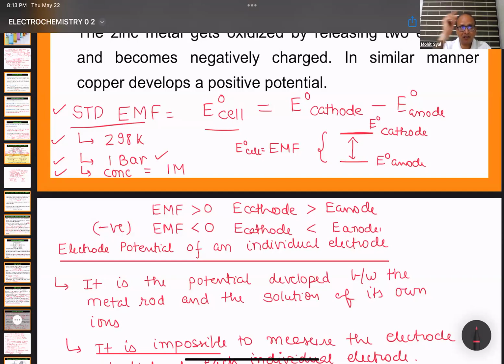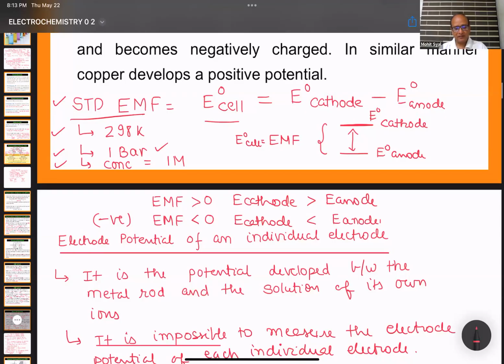Got it? Initially, when we started this chapter, we were discussing that there were spontaneous reactions and non-spontaneous reactions. Spontaneous reactions can happen on their own. They do not need any external help. Non-spontaneous reactions need to be pushed.